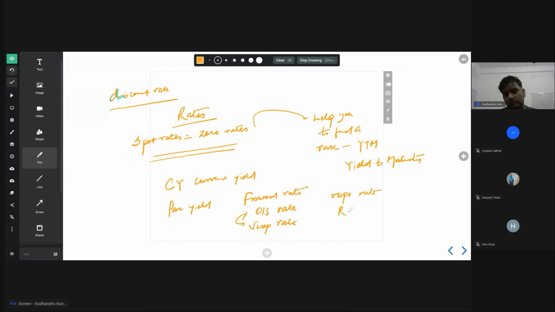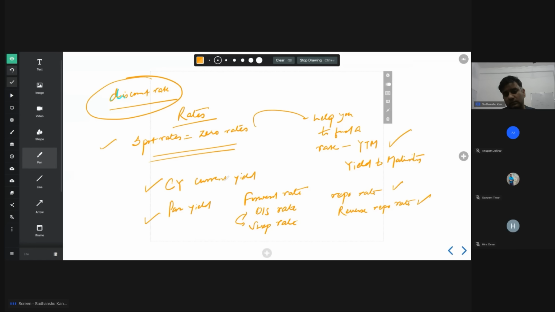Repo rate. There is something called reverse repo rate also. Right, and we'll see if I remember anything more. So what I'm trying to tell you here is that when we go to the world of yield, you will realize that there are different names to different yields, and it's not that they are entirely different, right?